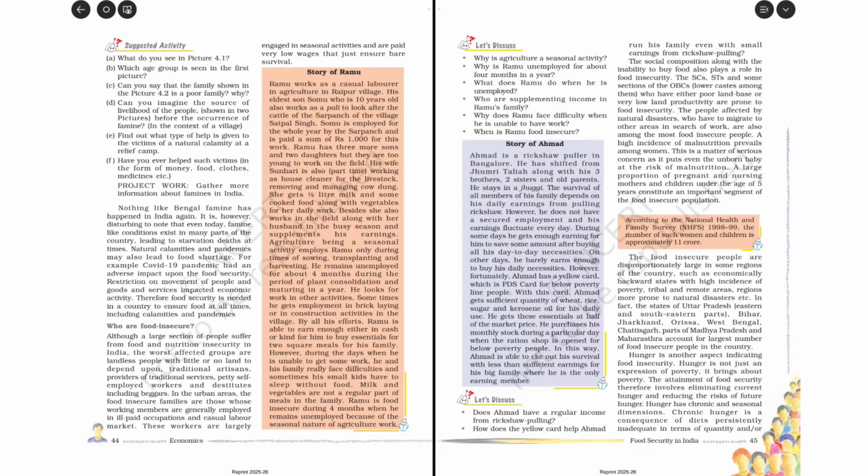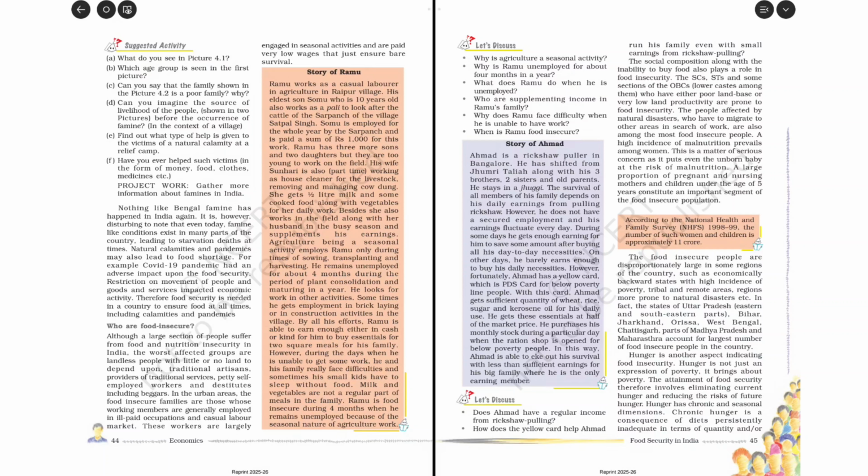To really drive this home, the textbook gives us two specific stories. Case studies. Let's look at them side by side. Here's the first one, verbatim. Quote, Story of Ramu. Ramu works as a casual laborer in agriculture in Raipur village. His eldest son, Somu, who's 10 years old, also works as a pali to look after the cattle of the sarpanch of the village, Satpal Singh.